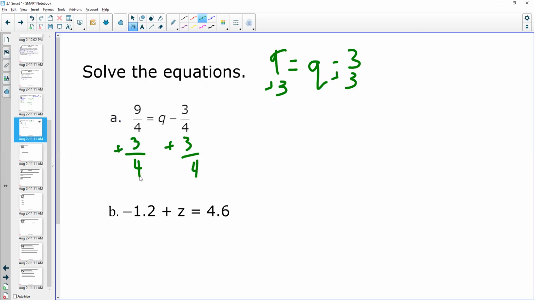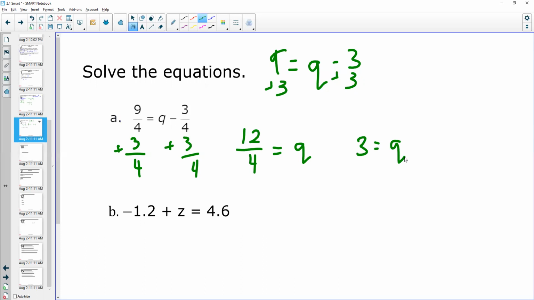So I get 3/4 and 9/4 is 12/4, because we just add the numerators, equals q. And I can simplify that. 12 divided by 4 is 3, so q equals 3. You didn't die. It was a fraction. You didn't get injured by it.